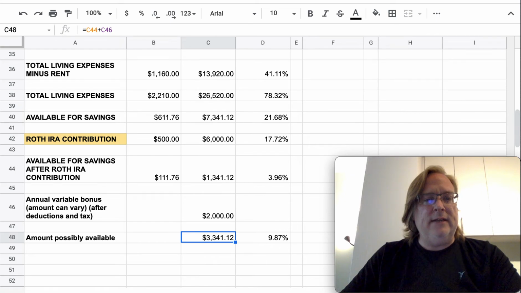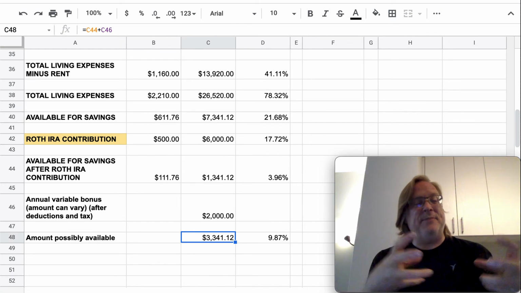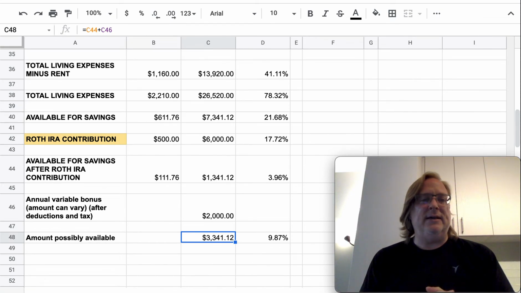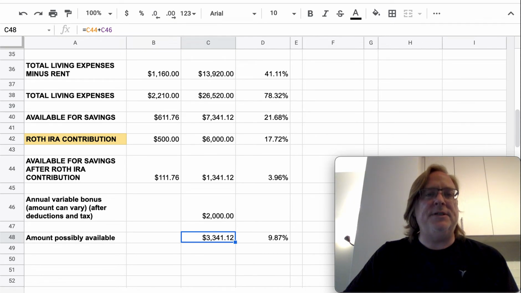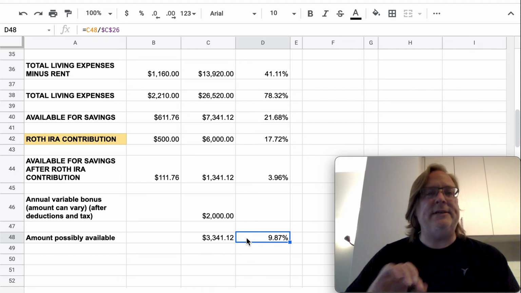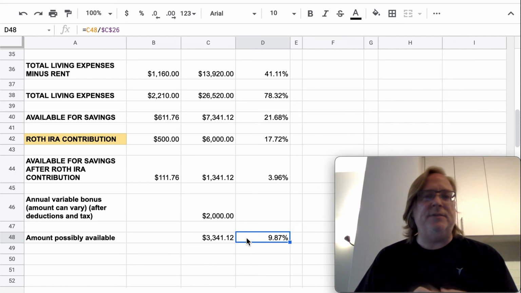So then here, the amount possibly available, I say possibly because of the variable bonus. You just never know. It's simple addition. It's just C44 plus C46. So that's the available savings after the Roth IRA contribution plus whatever this variable bonus is. So here you arrive at this number, the amount that might possibly be available. And then nothing serious here again. It's just division by the net income, so you know a percent.